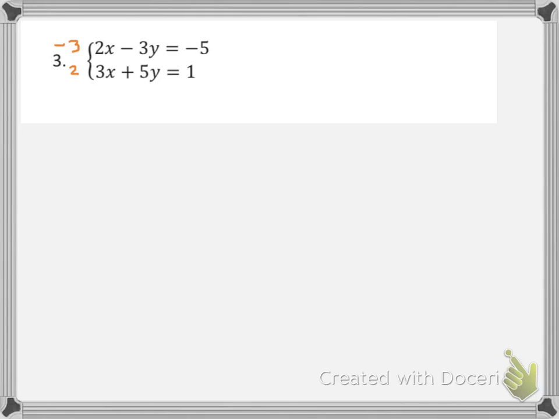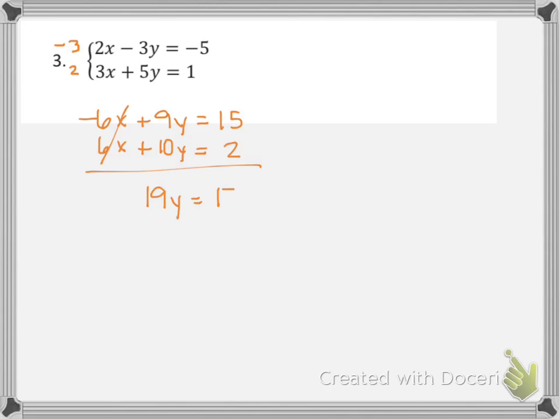Okay, I could choose either one. I'm just trying to make this as easy as possible for myself. So let's see what we get. We get negative 3 times 2x, that's a negative 6x. A negative 3 times negative 3 is a positive 9y. And a negative 3 times negative 5 is a positive 15. So there's my first equation. 2 times 3x, that's 6x. 2 times 5y, that's 10y. And 2 times 1, that's 2. Now we can combine them. My x's will be eliminated. I get 19y equals 15 and 2 is 17.